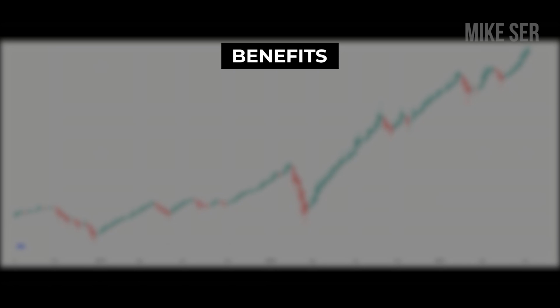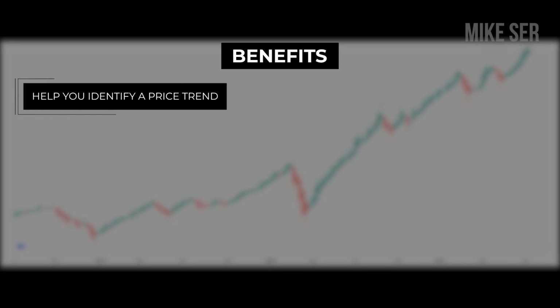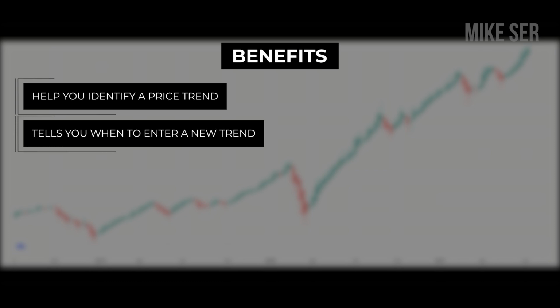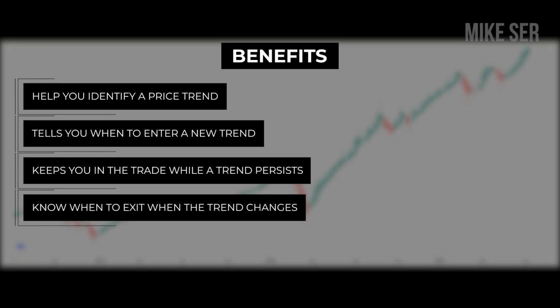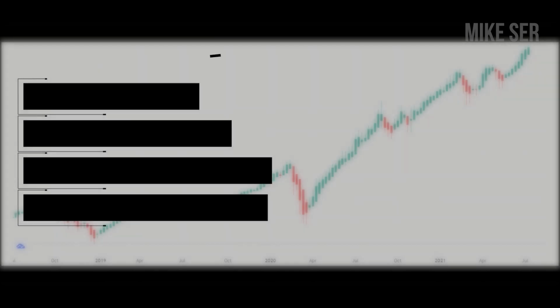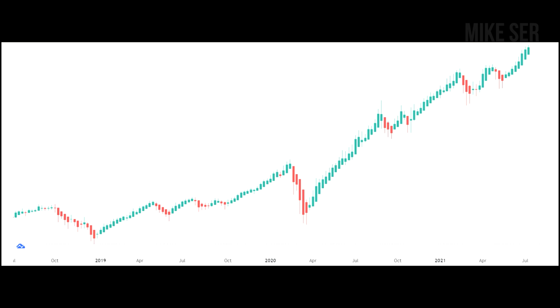The benefits of using Heikin Ashi charts are it helps you identify a price trend so you can follow the main trend. It also tells you when to enter a new trend so that you can enter it at the beginning of a trend. An important aspect is it keeps you in the trade while a trend persists so you don't exit too early. And it tells you when to exit a trade when the trend changes so that you can take profits. I will say that Heikin Ashi charts can help you make big profits, especially when markets are trending, because it will keep you in the trade instead of selling too early.